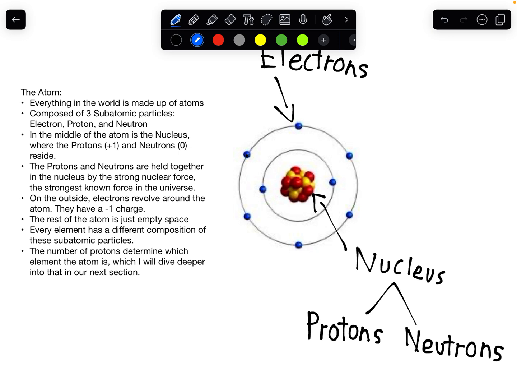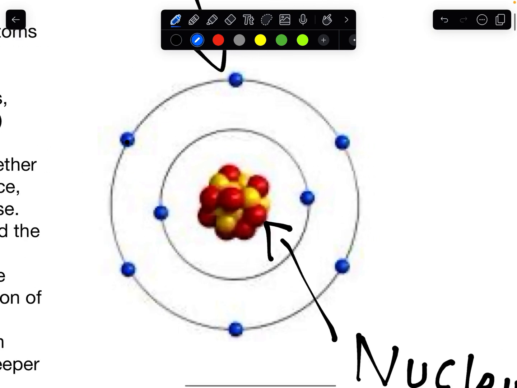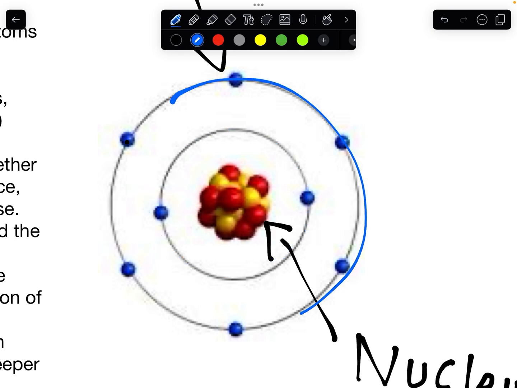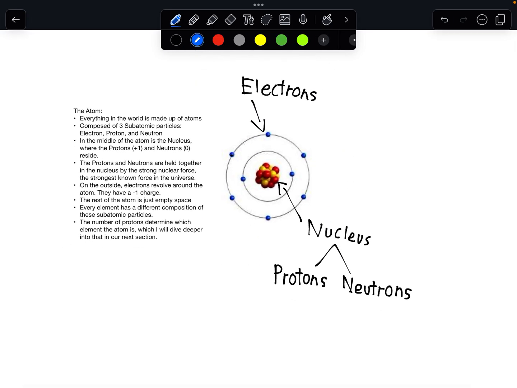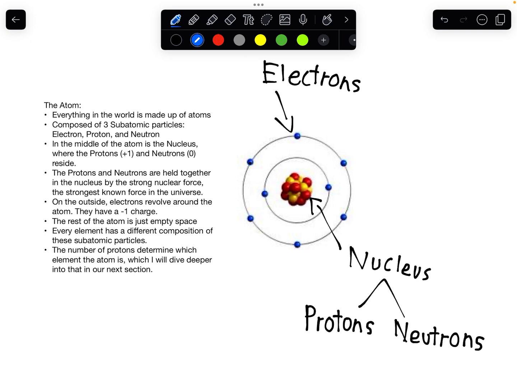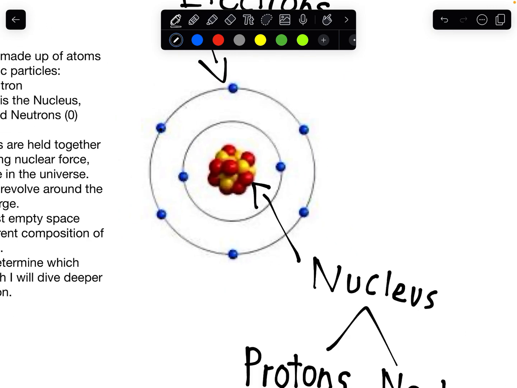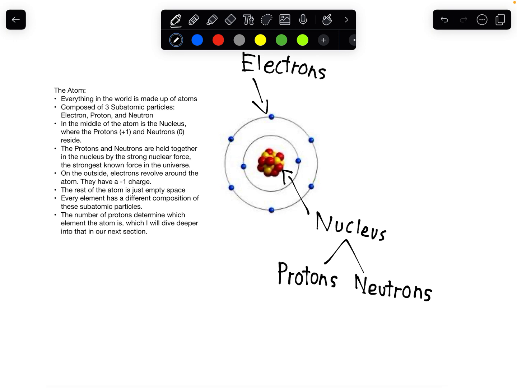at all. On the outside, in these rings slash shells, are the electrons. The electrons are much smaller than both protons and neutrons and have a negative one charge. They are held together in these shell-like patterns orbiting the nucleus. So you're probably wondering, how are the protons and neutrons held together in the nucleus, and why are the electrons just orbiting on the outside?